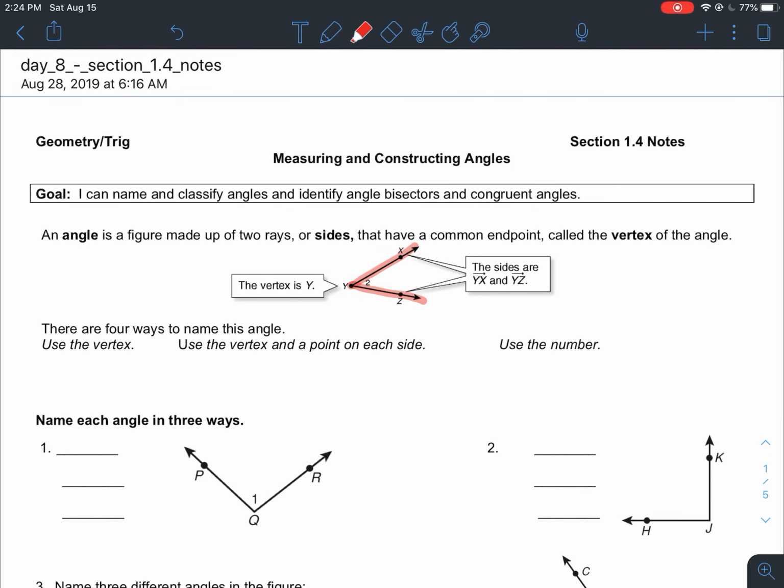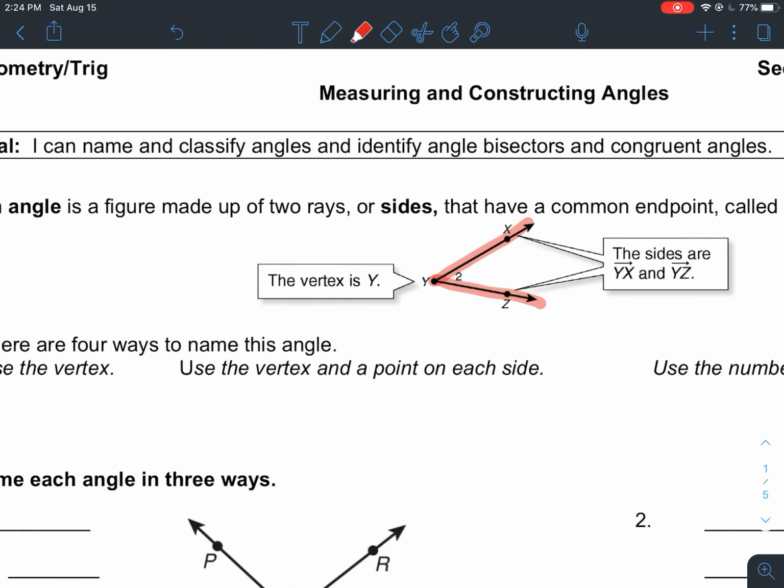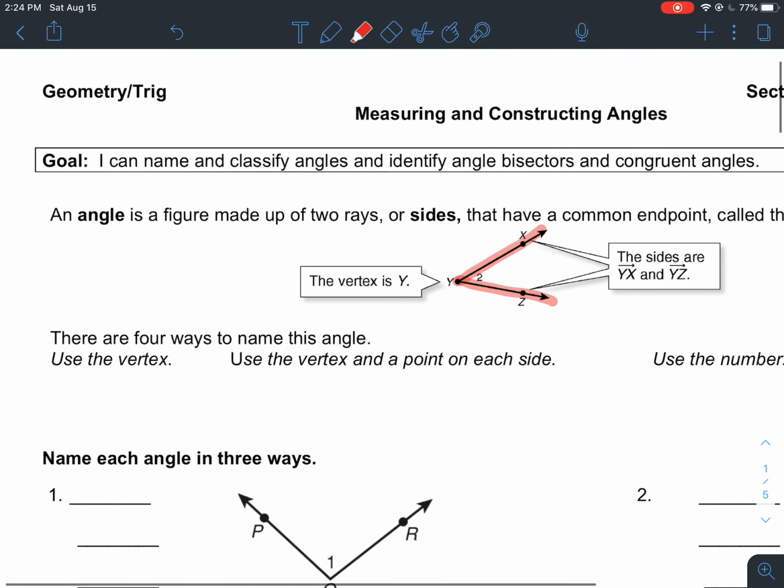There are four different ways to name this angle. Well, there's three different ways, but four answers that would be correct to name this angle. The easiest and not the best way to do this is to just use the vertex. So to name this angle by its vertex, we use a little angle symbol. So I just draw a little angle like that. And the vertex here is Y. So that is angle Y. And that would represent that angle that we drew.